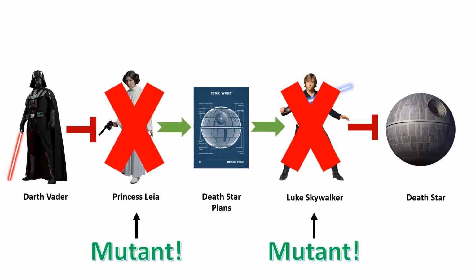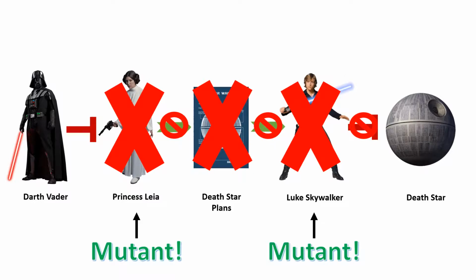Now, if we had a double mutant in which both Luke Skywalker and Princess Leia are mutants, then Darth Vader would essentially serve no purpose since the Death Star plans cannot be expressed without Princess Leia, which really doesn't change much since the Death Star cannot be blocked by Luke Skywalker anyways, and so the Death Star is not destroyed.